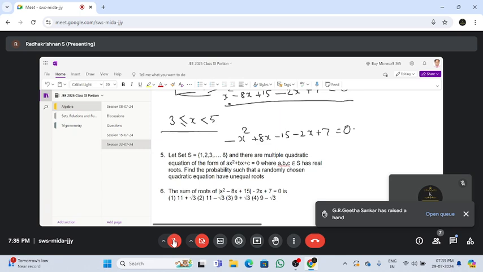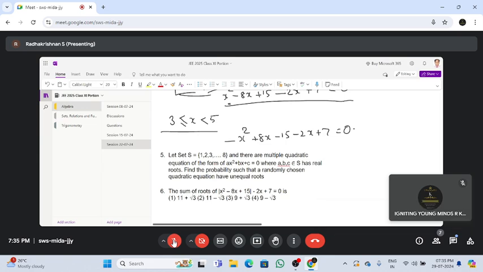The first question: S is equal to 1 to 8, quadratic equation, correct? I just substituted values for B, A and C such that the condition is true. B square is greater than 4AC. Correct. I substituted each value.